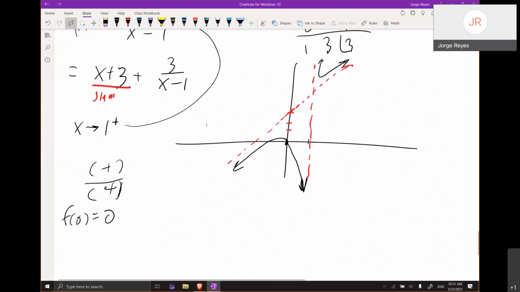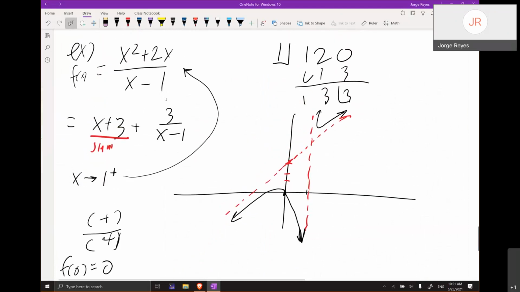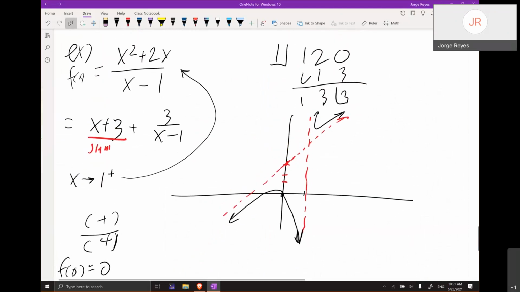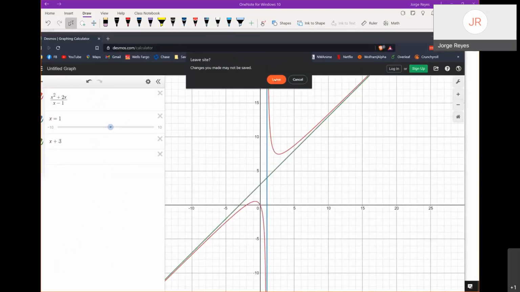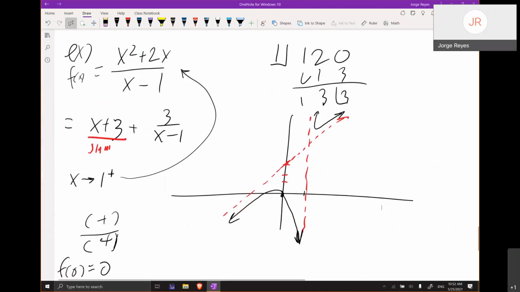Really, it's not that much harder. You just have to synthetic or long divide at the start to get the slant part. All right. So that's it for section 3.5. If you want more examples, again, I recommend you look at that file I uploaded on Canvas. But that's it for 3.7, which is actually, that's it for chapter 3.